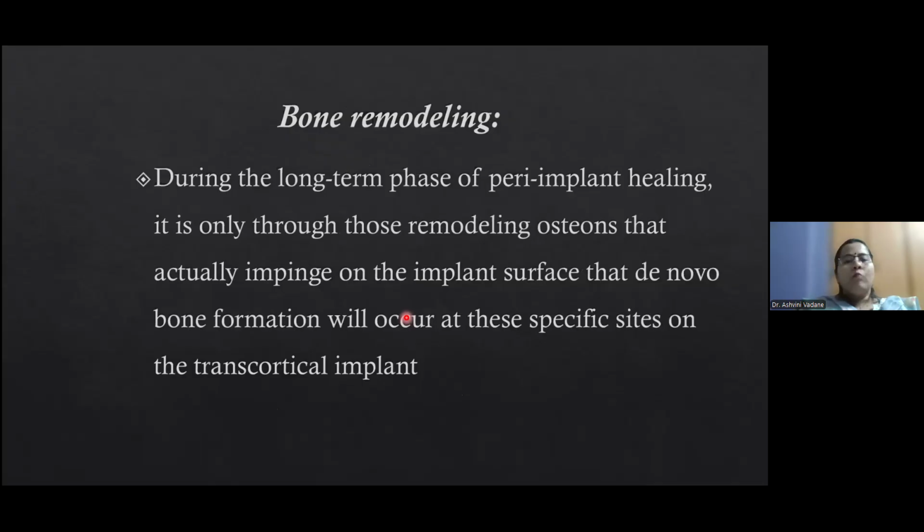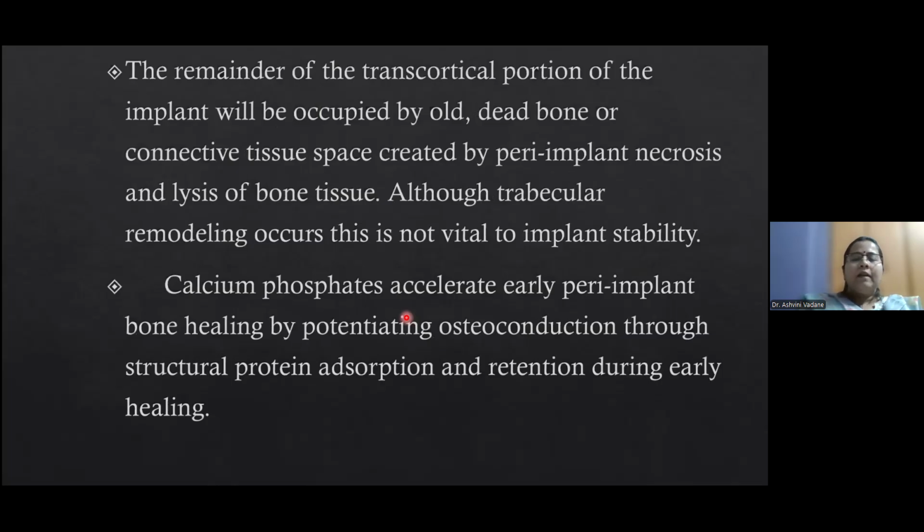Then comes bone remodeling. During the long-term phase of peri-implant healing, it is only through those remodeling osteons that actually impinge on the implant surface that de novo bone formation will occur at these specific sites on the transcortical implant. The remainder of the transcortical portion of the implant will be occupied by old dead bone or connective tissue space, which was created by the peri-implant necrosis and lysis of bone tissue.